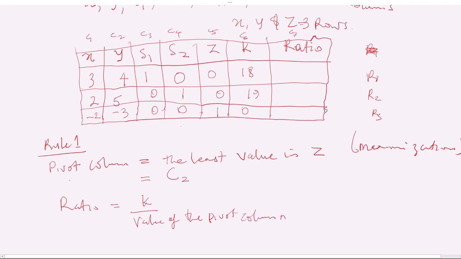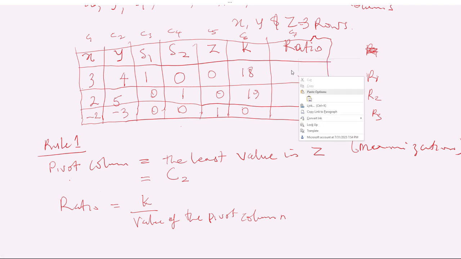So, and I explained that we are going for the least value here because we are talking about maximization. So, if that is so, it means that this ratio here is going to be 18 divided by 4, because this is the pivot column, 19 over 5, 0 divided by minus 3. So, if we do that, we're going to achieve this.